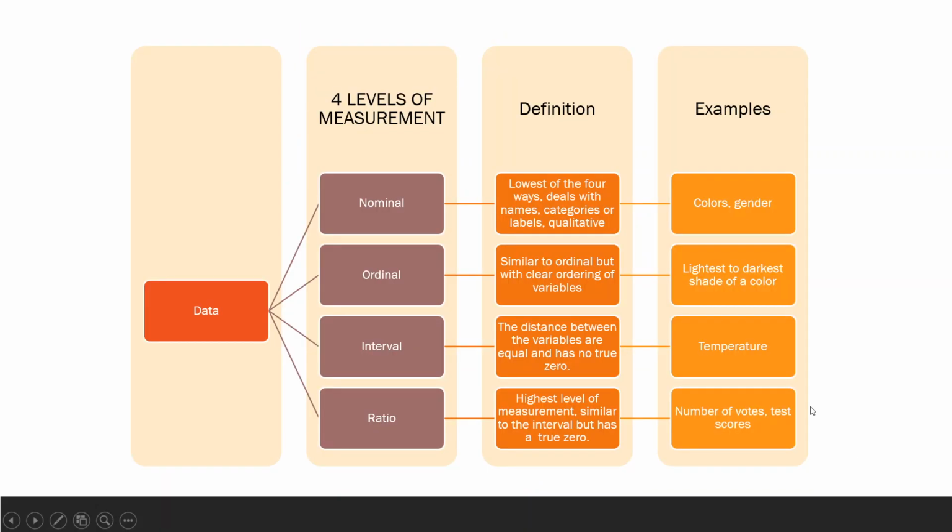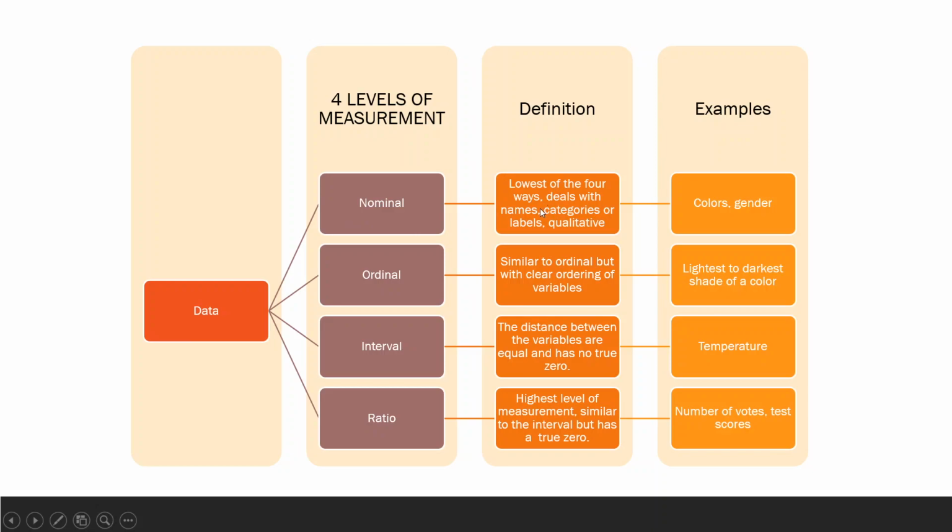So another way to classify data is we have the so-called four levels of measurement, and these levels are namely the nominal data, the ordinal data, the interval, and the ratio. So first, let us have the nominal data.